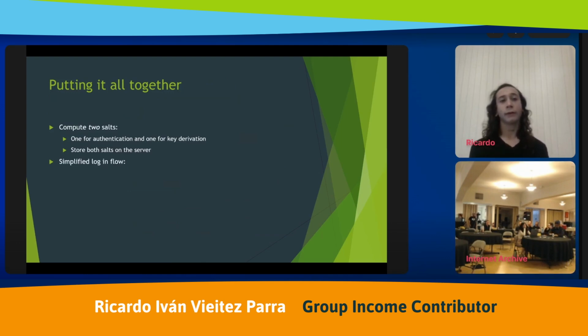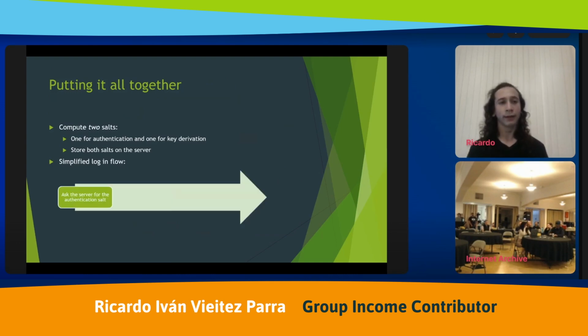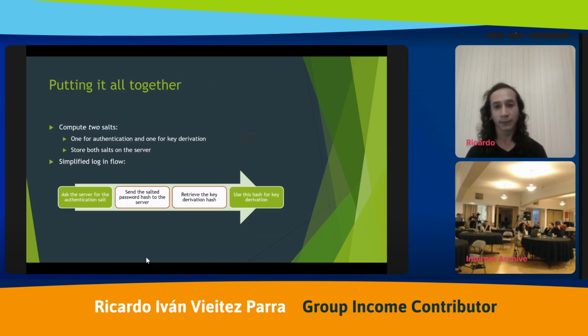So a simplified login flow in Group Income looks something like this. The user asks the server for the authentication salt. Then this step is performed by the server: the salted password hash is sent to the server. Then if it's okay, of course, the server sends us back the key derivation salt, and then we use this to derive the key.